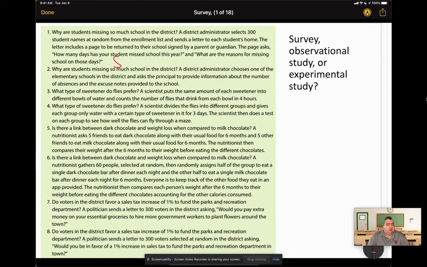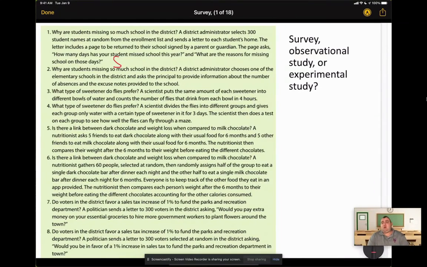Number 2, why are students missing so much school in the district? A district administrator chooses one of the elementary schools in the district and asks the principal to provide information about the number of absences and the excuse notes provided to the school. Okay, so this one is not a survey.